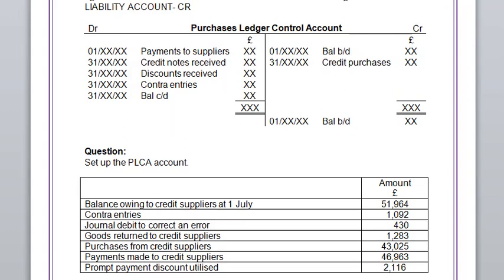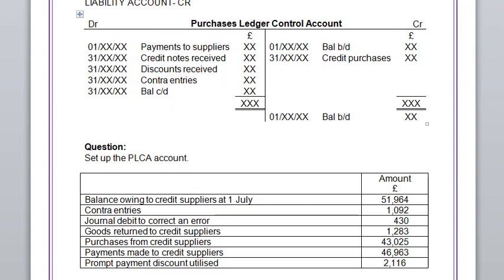In looking at this exercise, I want to use the T account that we have above to complete the exercise below. Set up the PLCA account. It says what's the balance owing to credit suppliers as at the 1st of July. That implies to me my opening balance, and that would then be 1 July of whatever year. It doesn't really matter. I put in the amount on the credit side.